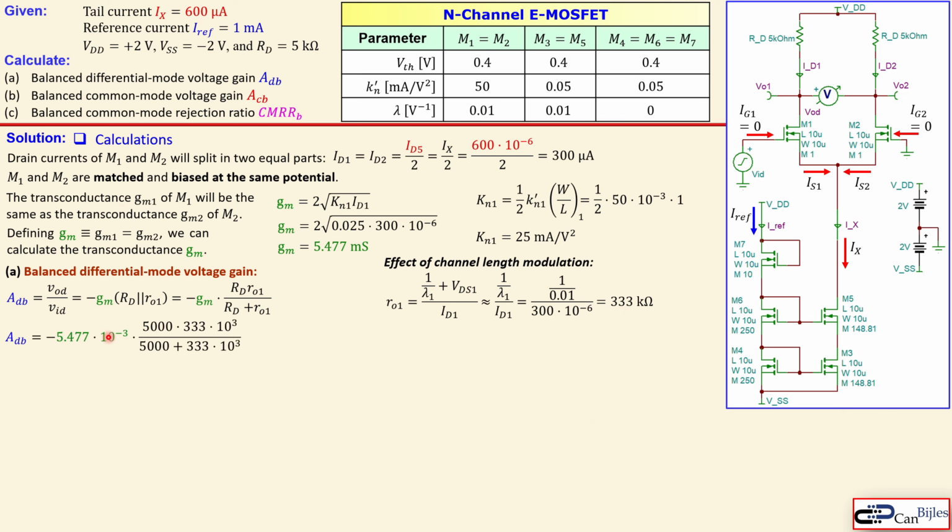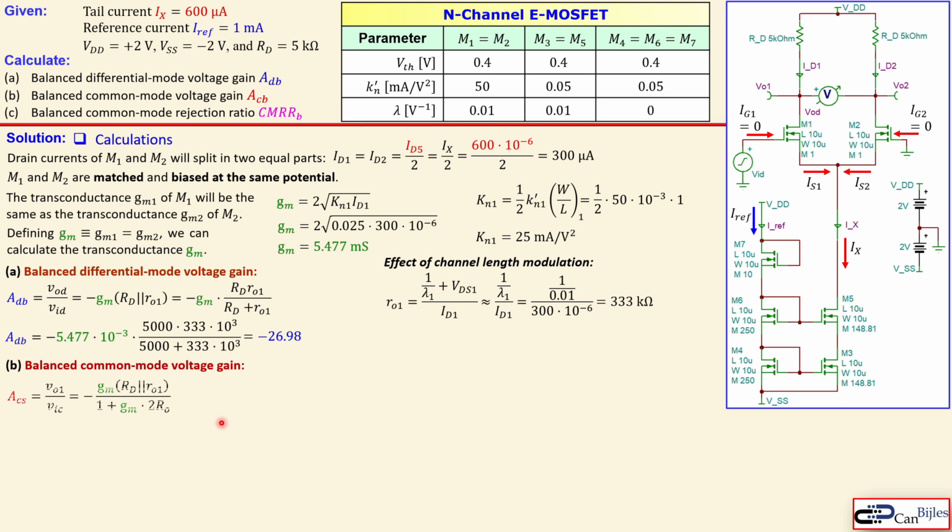We know the RD, we also know GM. Now we also have the RO1 here, and the parallel combination can be calculated here. You get here minus 26.98, almost minus 27 as our balanced differential mode gain.